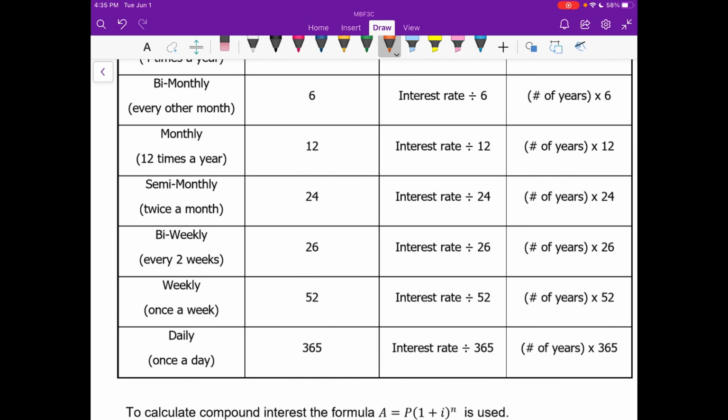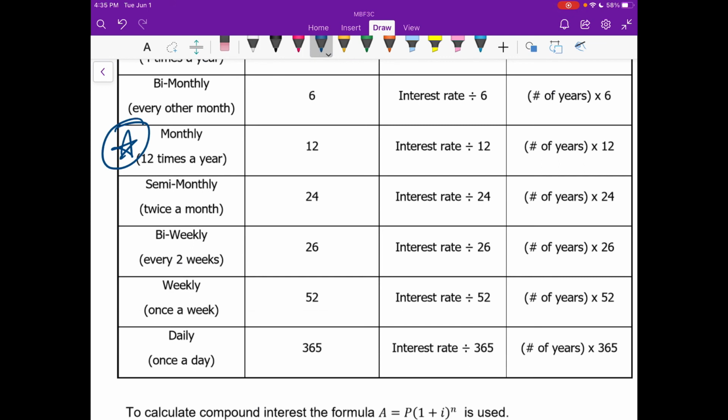Monthly means that you've done it every month. There are 12 months in a year, so there are 12 compounding periods. So you divide whatever the annual interest rate is by 12 to get the monthly interest rate, and then you take however long you've left that there and multiply it by 12. Most credit cards use monthly, right? Because you pay your credit card bill at the end of the month.